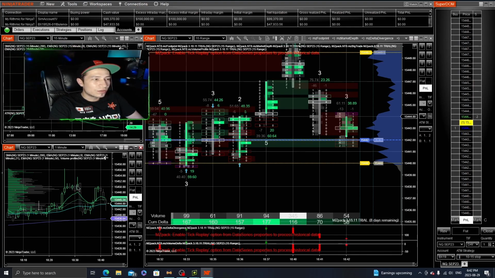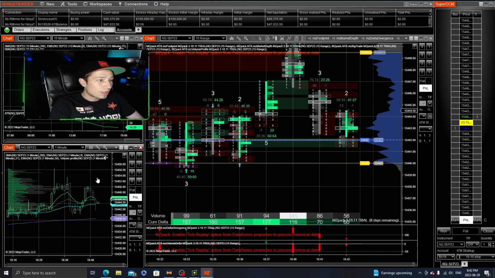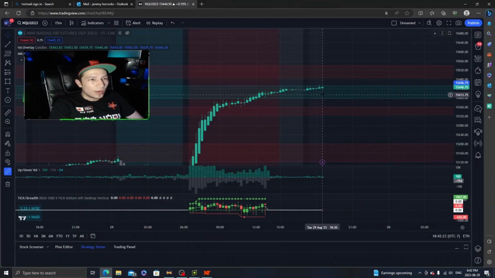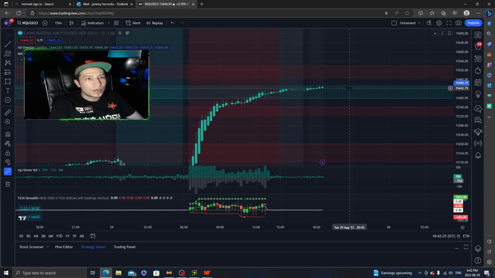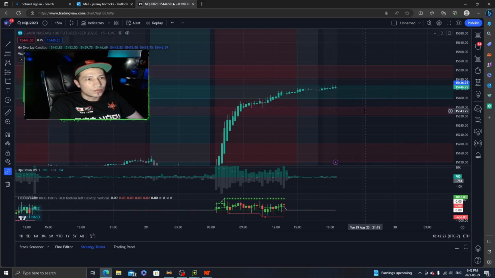And then we came up and we tried again, but we didn't break the recent high. And then look at that, price pushed back down. So I would be waiting for this to consolidate more, and then looking for the short.